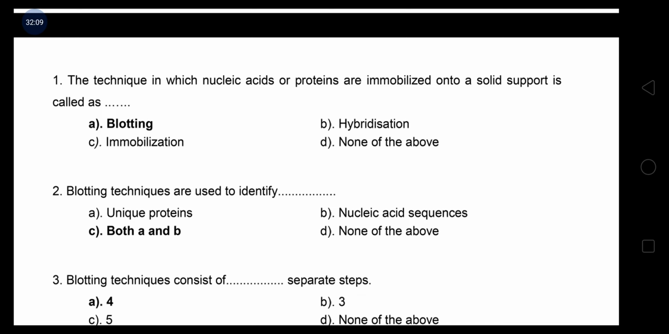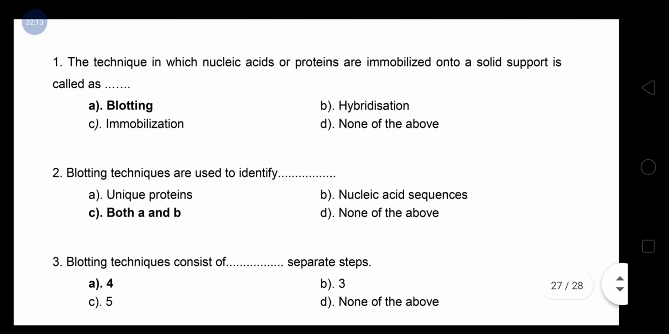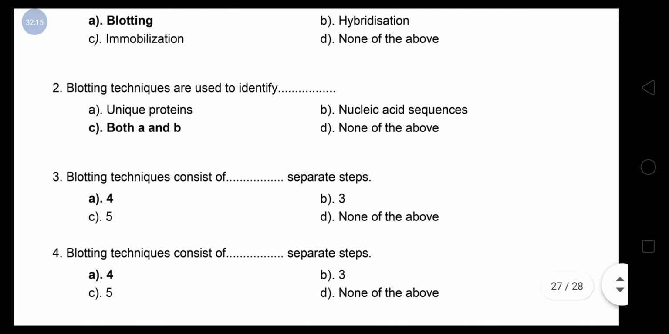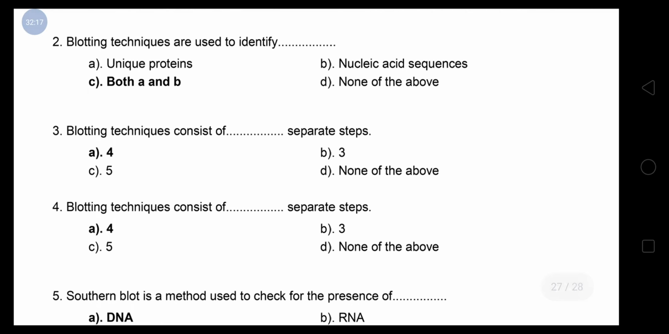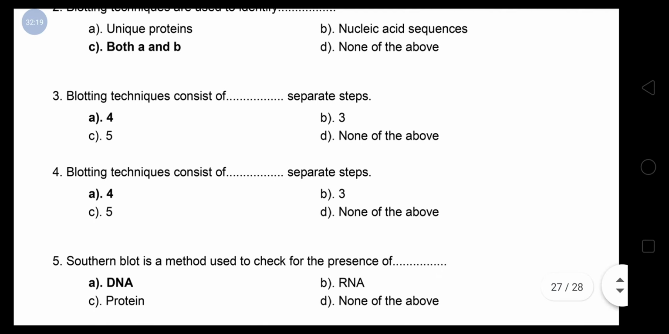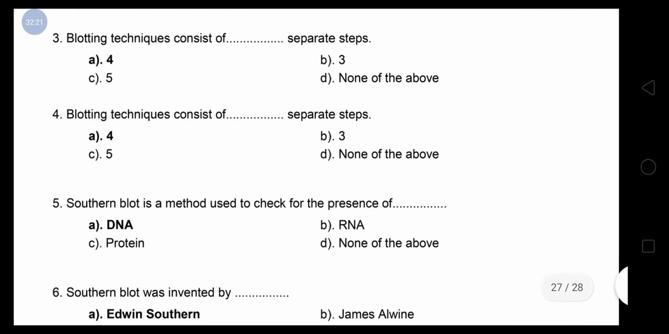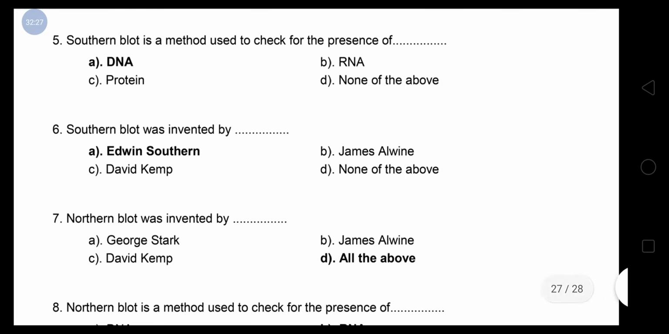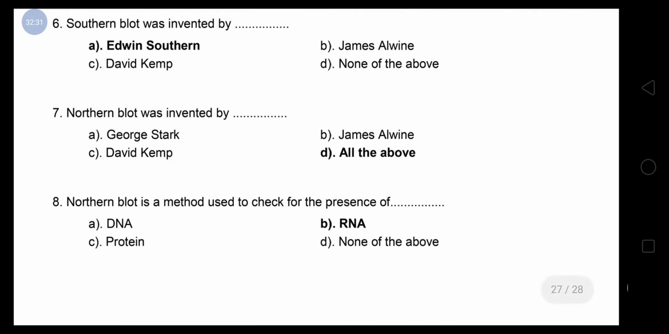The technique in which nucleic acid or proteins are immobilized onto a solid support is called blotting. Blotting techniques are used to identify unique proteins and nucleic acid sequences. Blotting techniques consist of four separate steps. Southern blot is a method to check for the presence of DNA. Southern blot was invented by Edwin Southern.